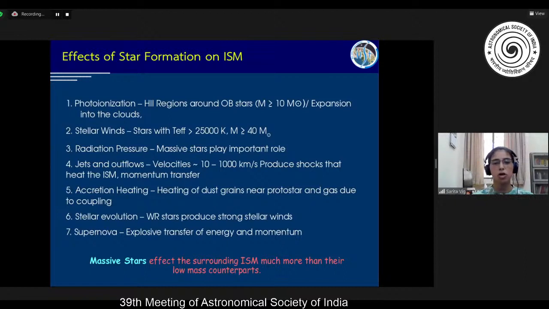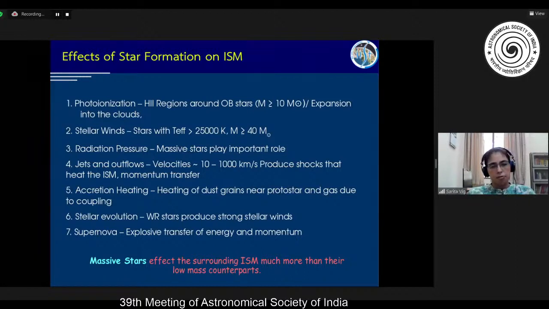and these can reach velocities of 10 to 1,000 kilometers per second. These also produce shocks which heat the ISM as well as transfer momentum. And if one looks very closely, it has been found that accretion can also heat up the circumstellar medium because of the heating of dust grains near the protostar, which in turn heats up the gas because of the gas-dust coupling.